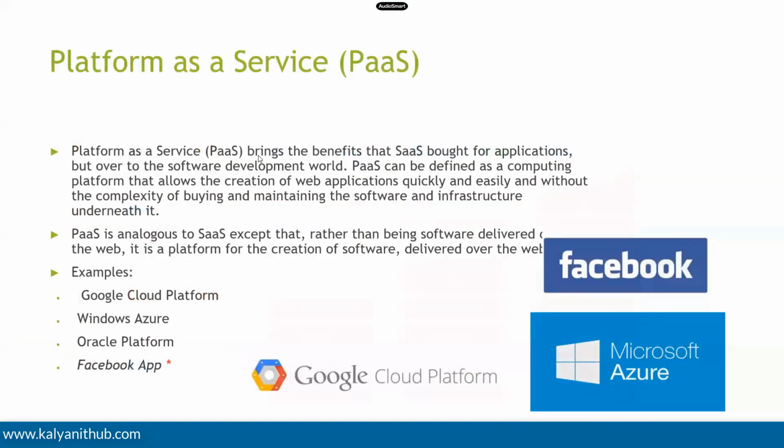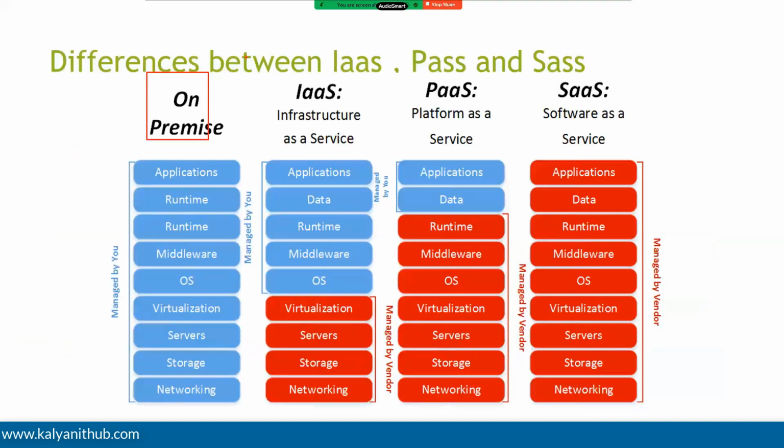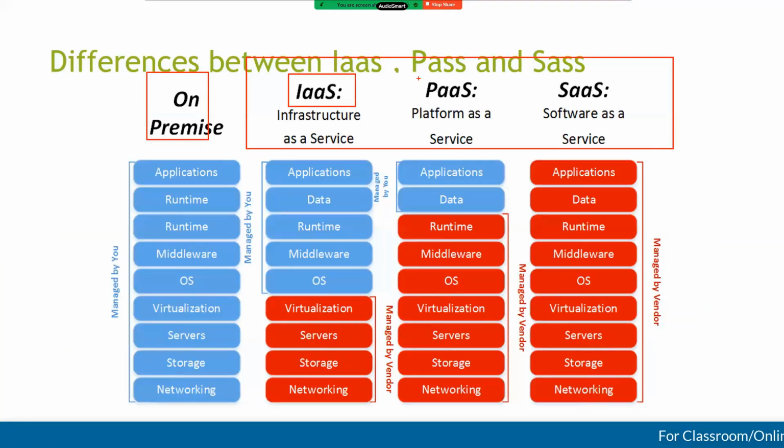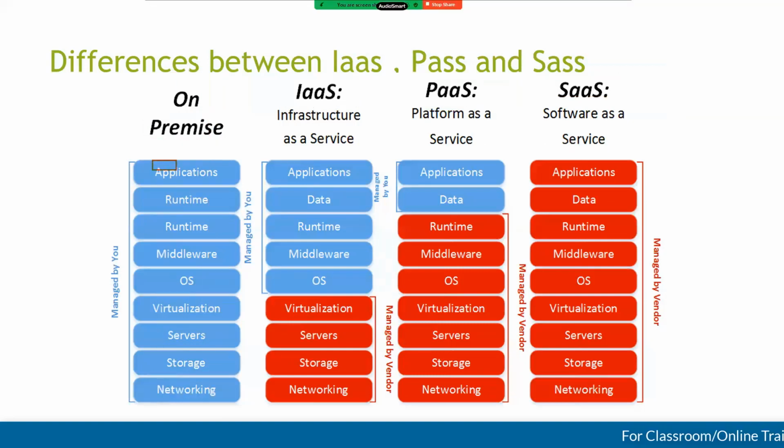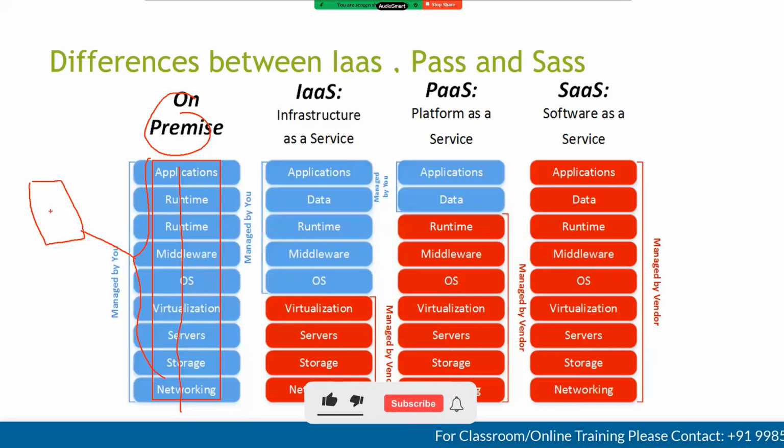Now, what is the difference between on-premises and cloud? In the cloud, we have three categories, and on-premises is this one. In on-premises, you have to take care of everything: network, storage, virtualization, runtime, and application deployment and management, we have to perform ourselves. To perform all these things, what do you require? Can anyone tell me?